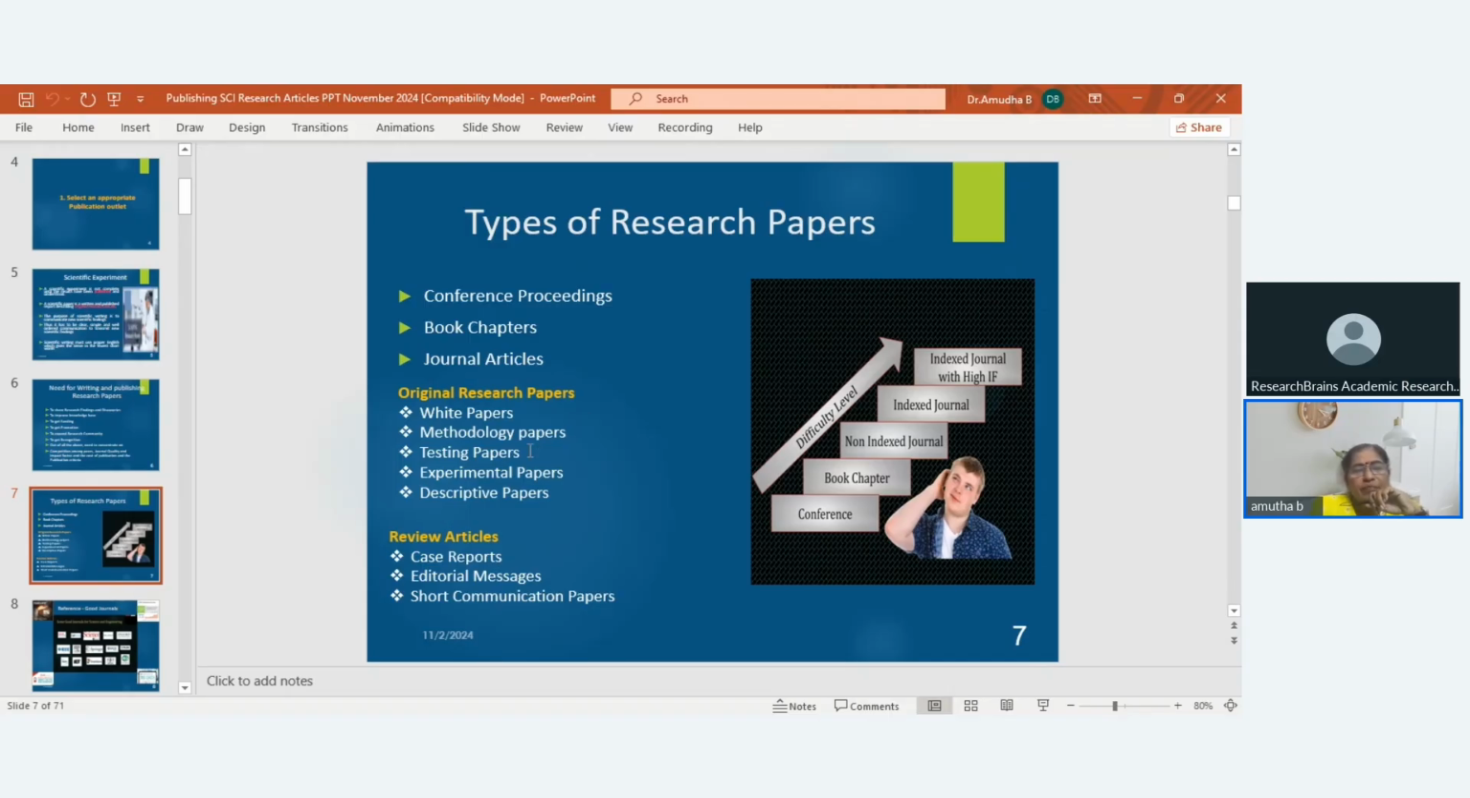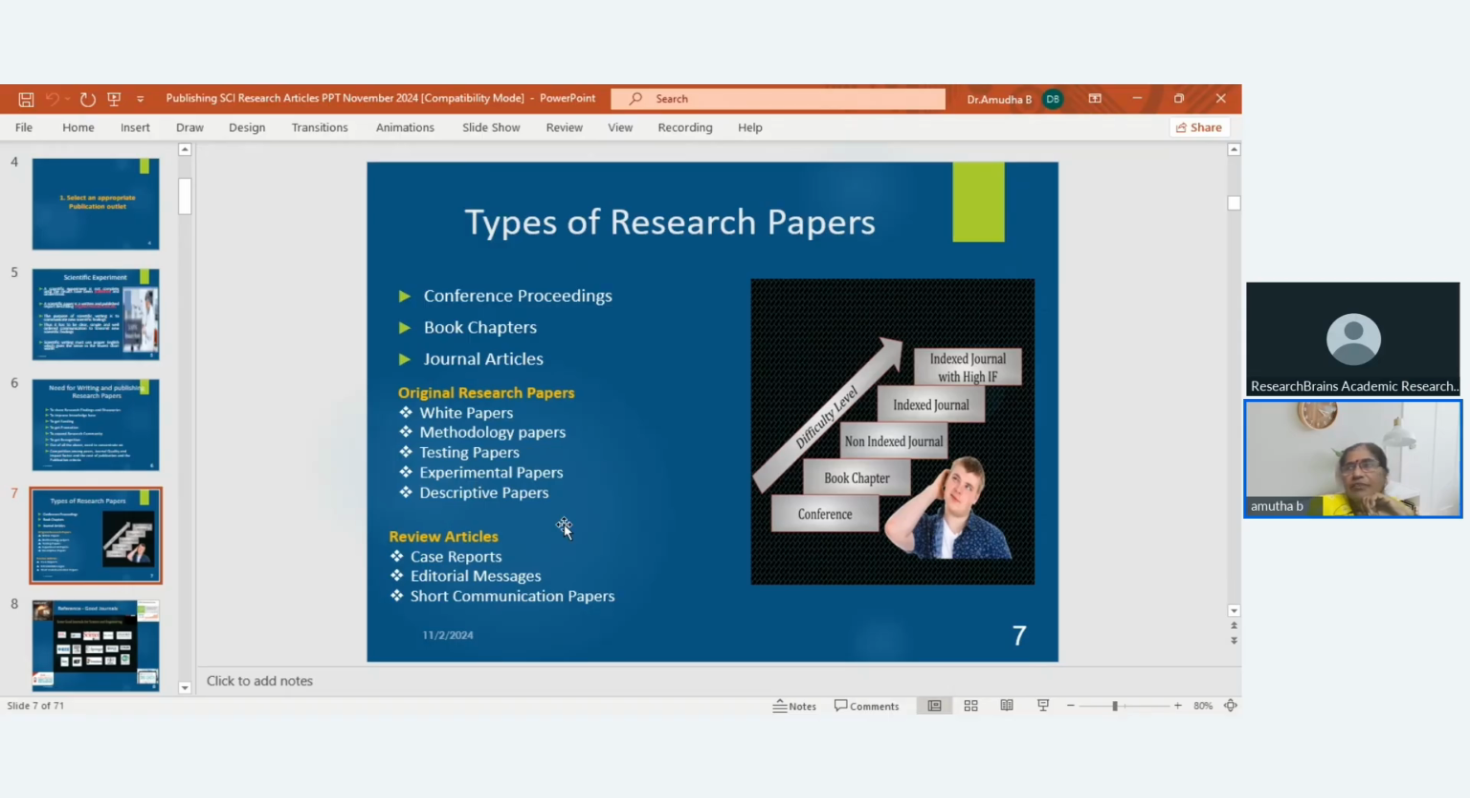Methodology papers, where we have invented some new methodology, or some tests we have carried out. Due to those tests, we got some results. So test papers and experimental papers, with some descriptions, we are able to provide what we have inferred. Those kinds of papers are all original research papers.